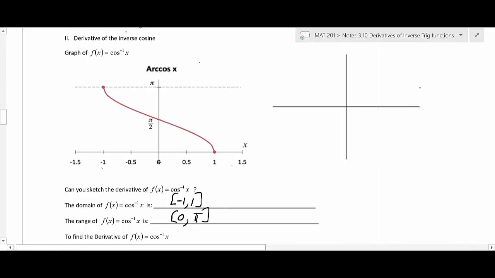Okay, so let's just set this up and graph the derivative, f prime of x, on this. We're going to go from negative 1 to 1, and then we'll see what we have. It's very similar to the inverse cosine, or inverse sine, that we just did. So let's think about what we have going on here.